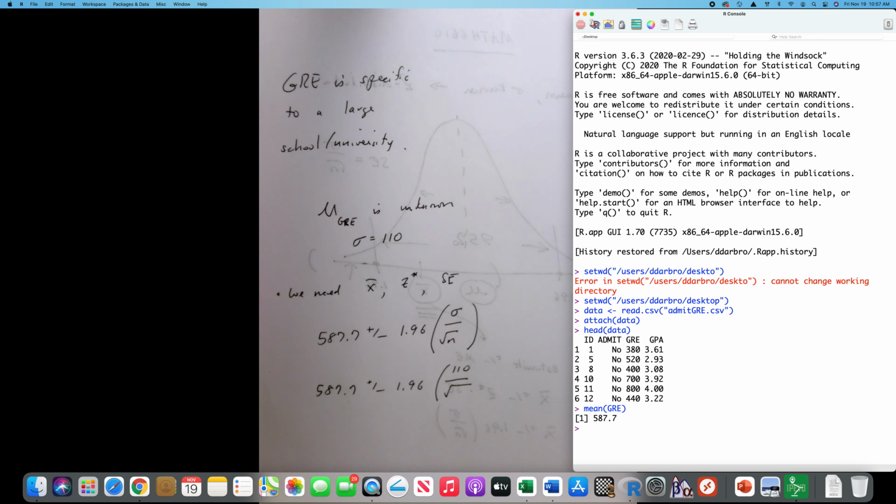So we need our sample size, and we can just do length of any of the variables. Let's just do GRE since that's the one we're focusing on. So we have a sample size of 400. So put this in our calculator. They're really very easy unless we do something really goofy.